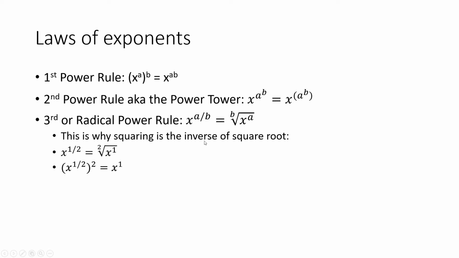So this is why squaring is the inverse of the square root, because if you've got x to the power of a half, then the 2 goes on the radix, and the 1 goes on the power inside the radix, which of course just disappears and you get square root of x. So x to the power half is square root of x, and x to the power half to the power 2, they cancel out and you just get x.